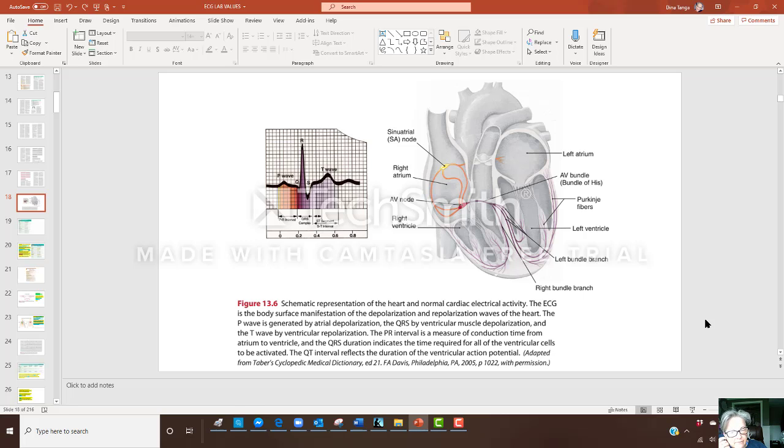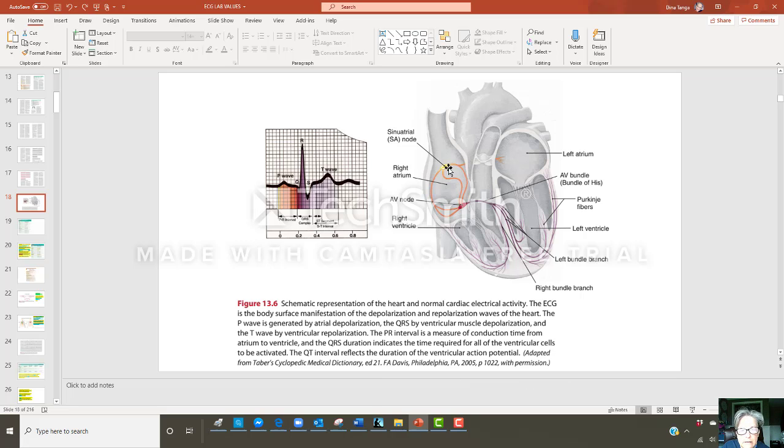The PR interval is a measure of conduction time from atrium to ventricle. The QRS duration indicates the time required for all of the ventricular cells to be activated. The QT interval reflects the duration of the ventricular action potential.